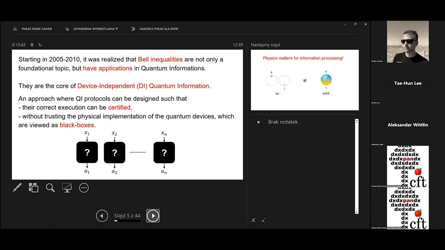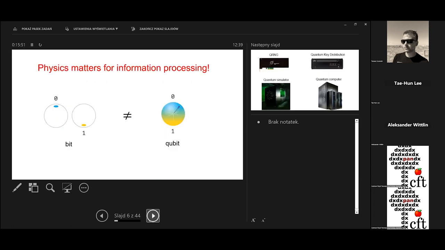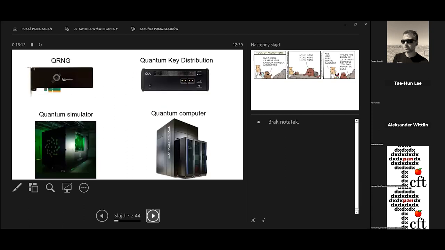But first, let me tell you a little bit why we care in quantum information about characterizing or certifying quantum devices. So maybe the main lesson from quantum information is that physics matters for information processing. Storing a bit in a two-level classical system is not the same as storing a bit in a two-level quantum system. So if you use this qubit, you can do new kinds of applications.